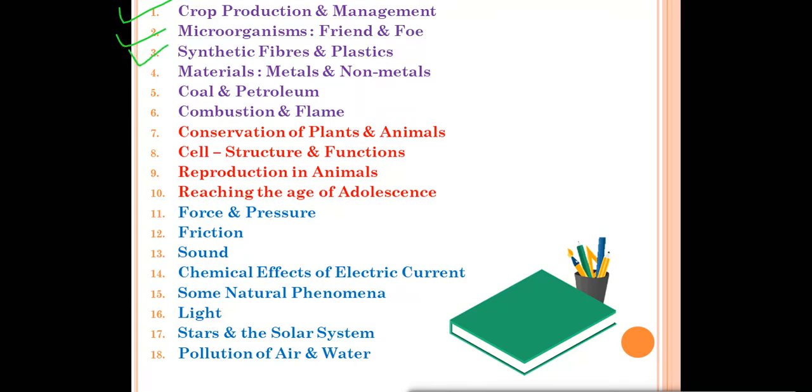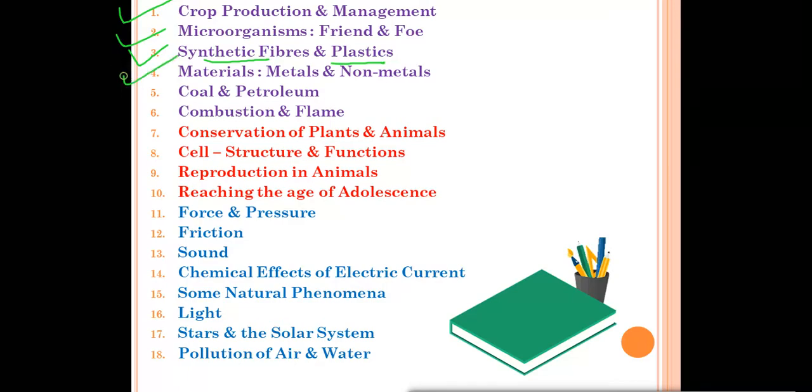In the third chapter, we are going to read about synthetic fibers and plastics. You already know about synthetic fibers as well as plastics, like nylon, then Teflon, etc. About plastics, you all know how harmful they are. So in this, we are going to read about their manufacturing process and what are the uses, what are the environmental impacts which they give on our environment.